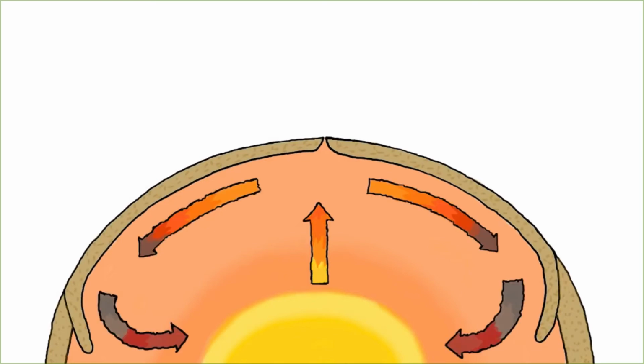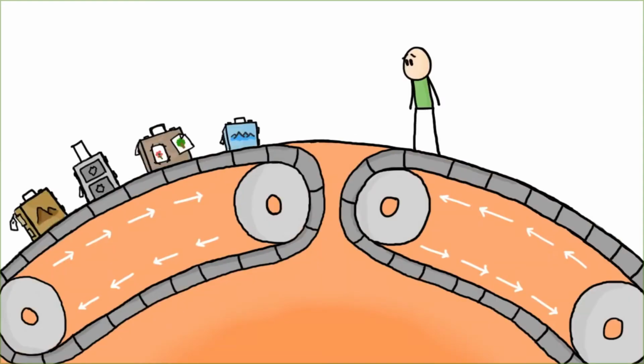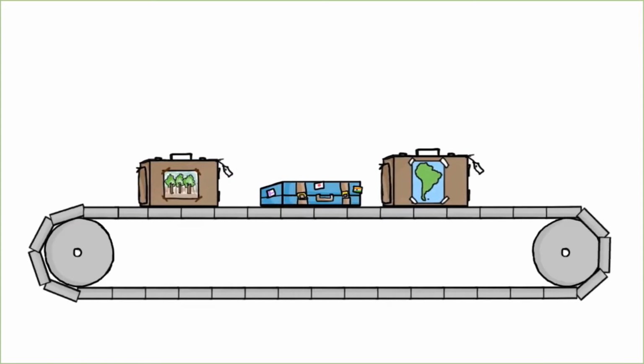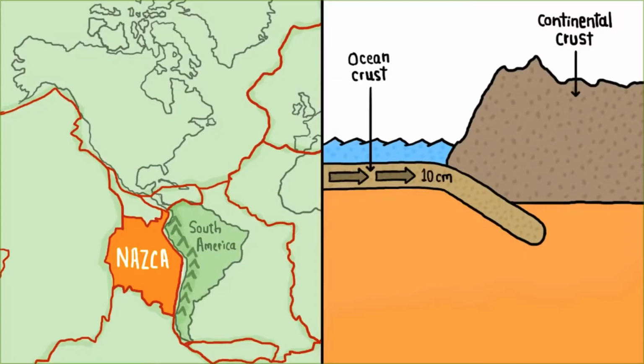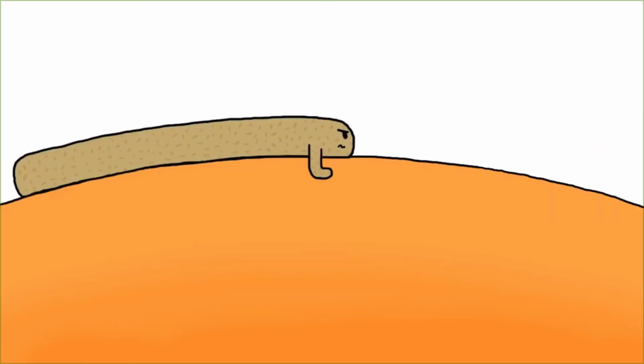But the plates aren't just passively riding these currents around like a bunch of suitcases at the baggage claim. They can't be, because some of the plates are moving faster than the currents underneath them. For example, the Nazca Plate, a chunk of ocean crust off the west coast of South America, is cruising eastward at about 10 centimeters per year, while the mantle underneath it oozes along at just 5. Neither tectonic plates nor luggage can move faster than the belts they're riding on, unless something else is helping to push or pull them along. And some of Earth's plates, it turns out, are pulling themselves.